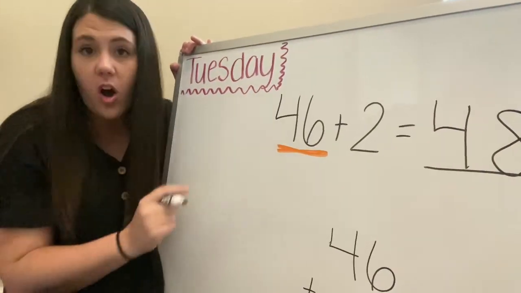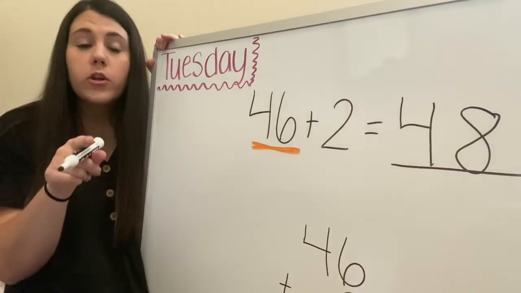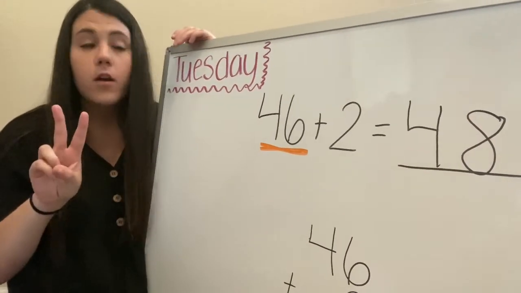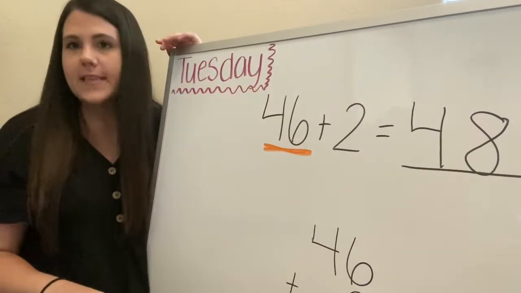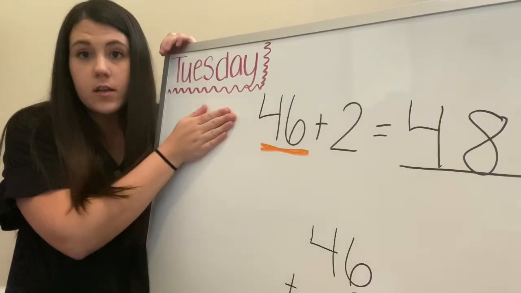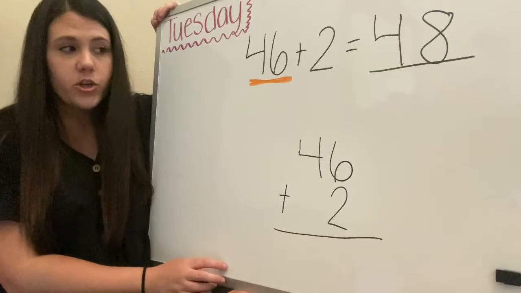Okay? You can even think in your head. You can add on. So you already know that you're starting with the number 46. So what you can do is you can say 46, and you're going to count 2 more. 46, 47, 48. Same answer. Okay? So that is using our hundreds chart. Now let's use our set it up method where you put the numbers on top of each other.